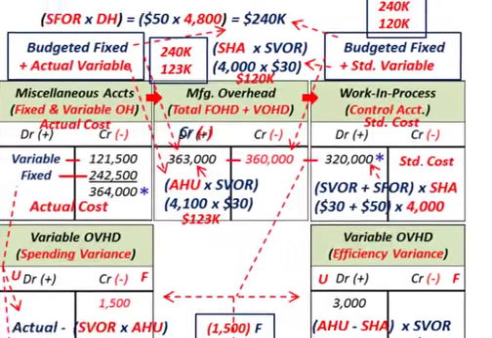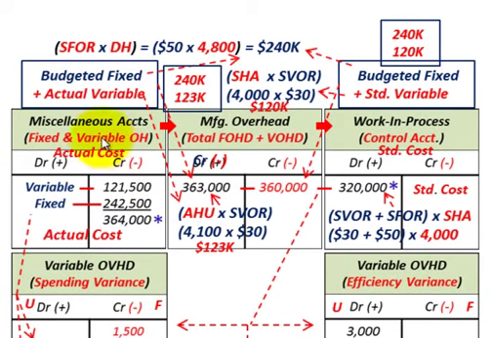Okay, so now let's go up and follow through our T accounts and make our calculations. Starting with our actual costs, total variable actual cost, $121,500. Our actual fixed cost, $242,500. Total amount here, $364,000. So those are our actual costs that we'll be dealing with for variable and fixed amounts.